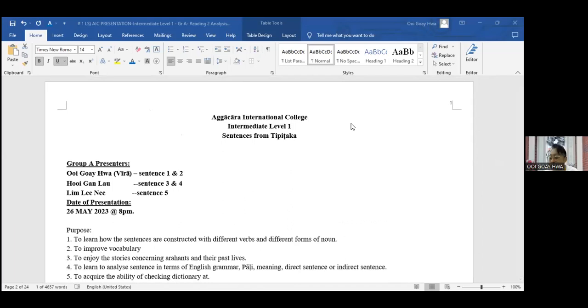Good evening, Saiji, brother, sister, and in the Dharma. This evening, Group A will present reading 2 Sutta, and our Group A presenters are me, Nguyen Quỳ Hoa, Vera, Sister Hui Gan Lao, and Lim Li Ni. According to reading 2 Sutta, it consists of 5 sentences. I'm going to present sentences 1 and 2. Sister Hui will present sentences 3 and 4, and Sister Lini will present sentence 5.